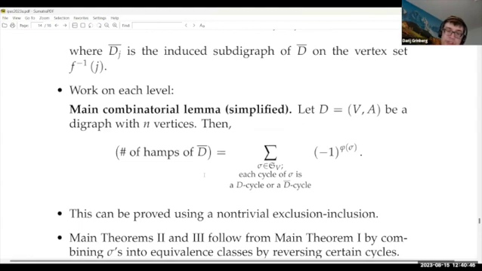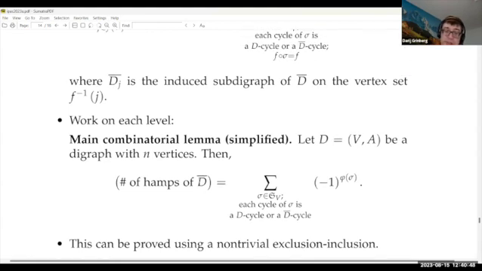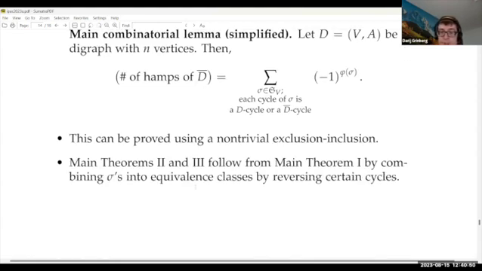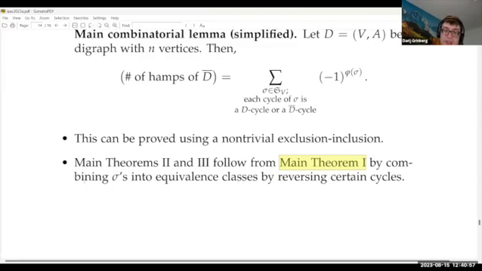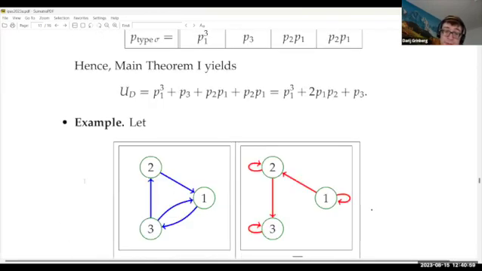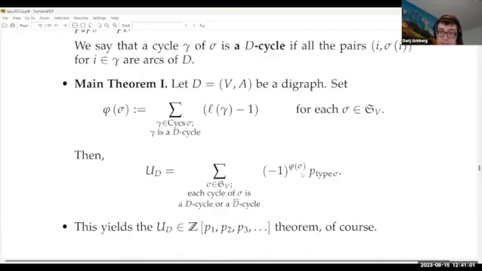Now, this gives main theorem 1, the case of an arbitrary D. Now, main theorems 2 and 3 follow from main theorem 1 by bunching together addends. So basically, if you look at main theorem 1, P-type sigma, basically different permutations often have the same cycle type.